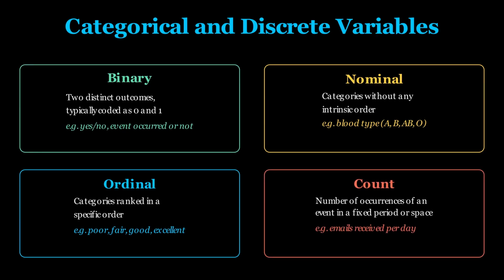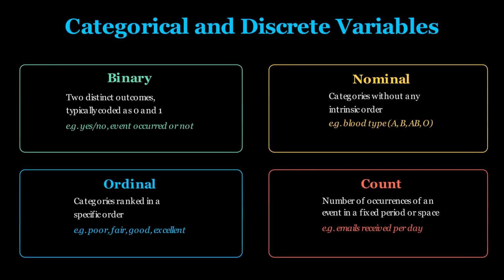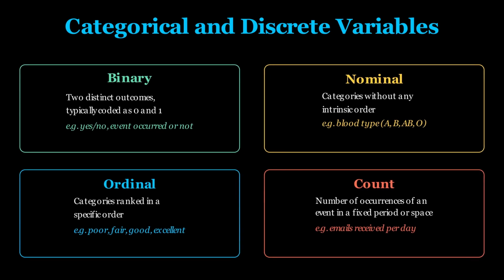Lastly, count variables quantify the number of occurrences of an event within a fixed period or space, such as the number of customer visits to a store, or the number of emails received per day. Each of these variable types has dedicated regression techniques, which are covered in later videos.